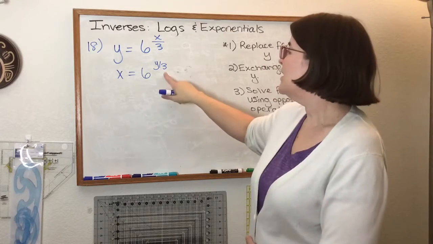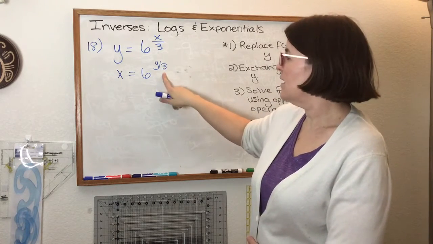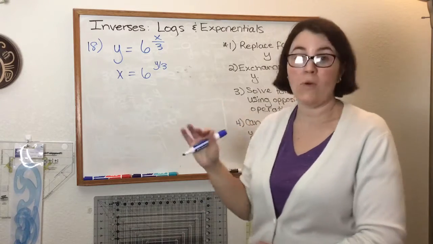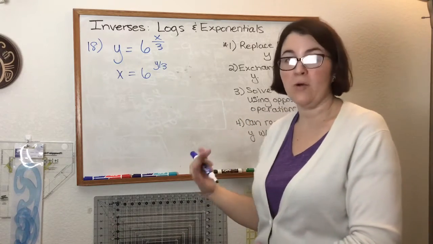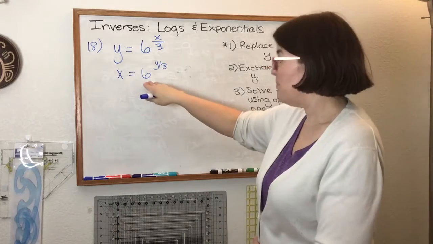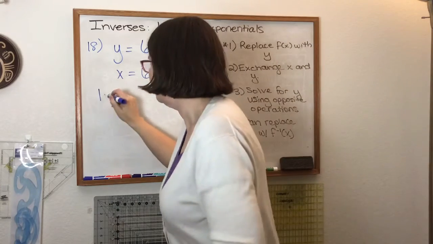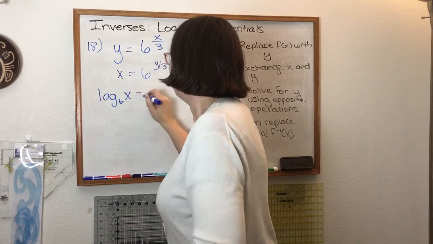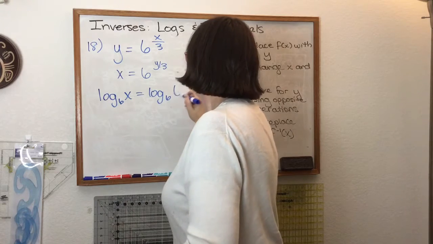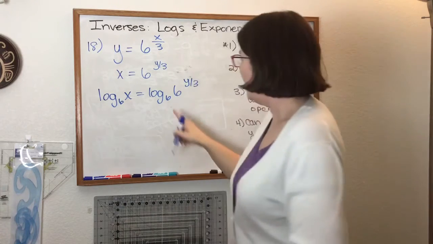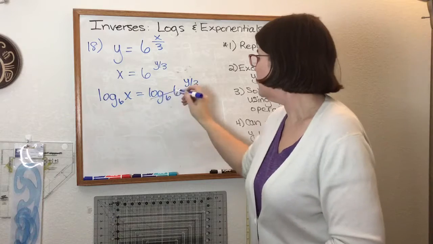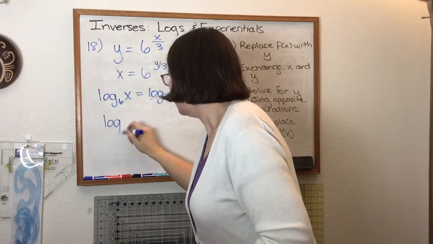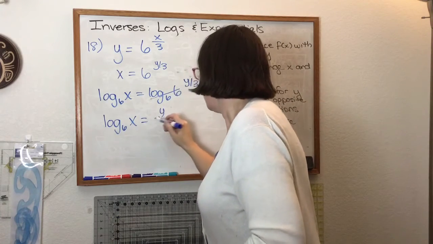All right. I want to deal with getting rid of this 3, but I can't yet until I get rid of it as an exponent. So right away, before I do a step, I'm going to go ahead and introduce the log. This has a base 6, so I'm going to log base 6 both sides. What will happen now is these log base 6 of 6 will reduce. I'll be left with log base 6 of x equals y over 3.